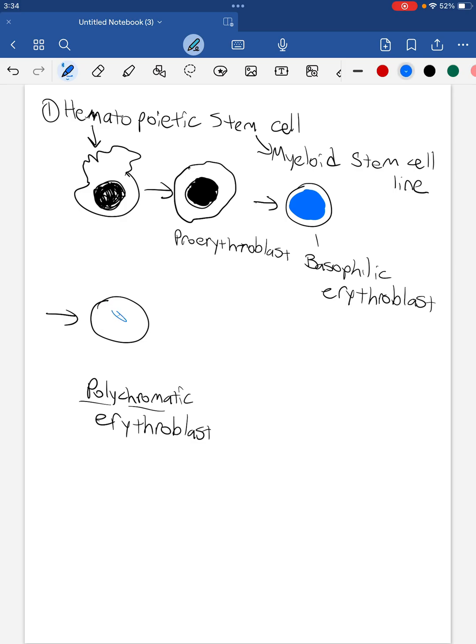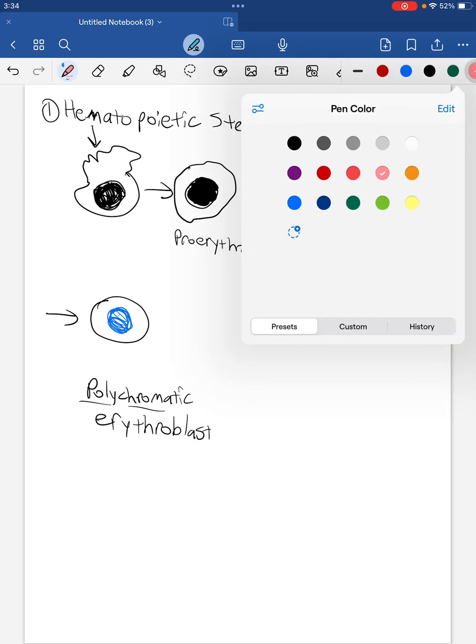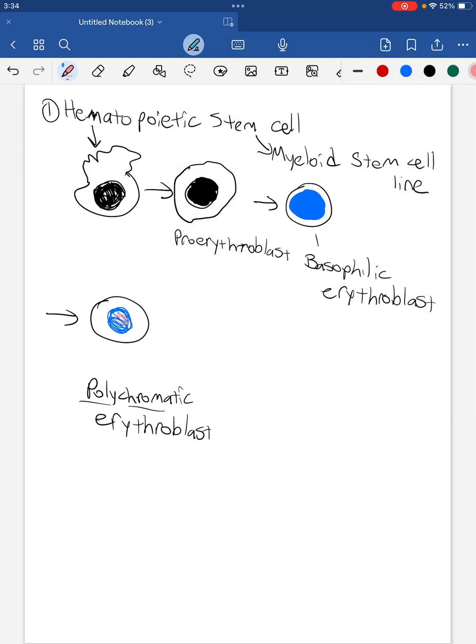It's not quite that color pink under the microscope, but we're going to draw it that way anyway. It keeps erasing on me. Let's just draw it as blue, and we'll draw some pink around it, okay? So you're going to have both of those colors there.